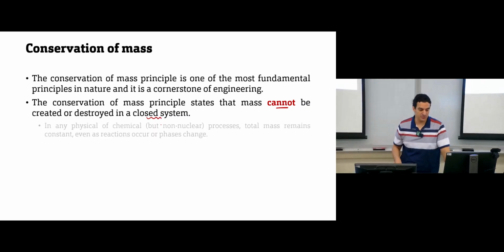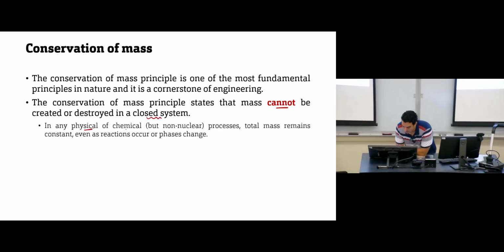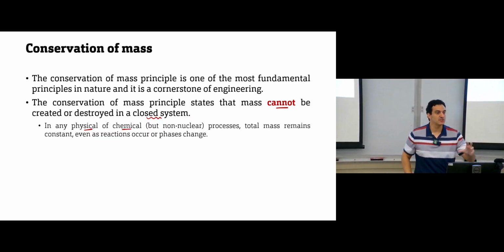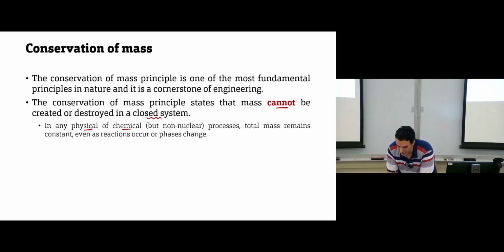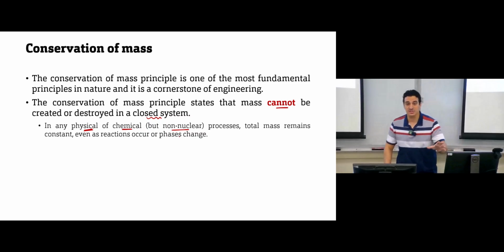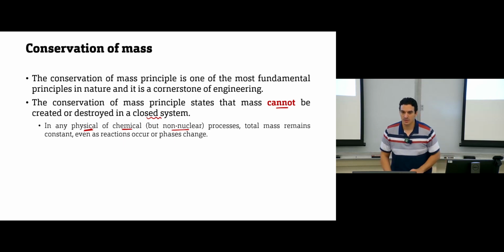Which means if you have any process, physical process or chemical process, the difference between physical and chemical process is that chemical processes include or involve chemical reactions. Physical processes are any other process that doesn't involve chemical reactions. So if you have any physical or chemical process, except in nuclear processes, which are an exception, conservation of mass is not applied to nuclear processes. But this is beyond the course. We will not study these systems.